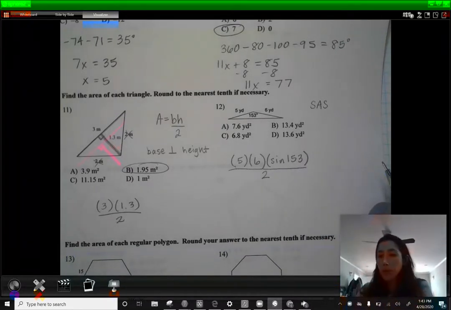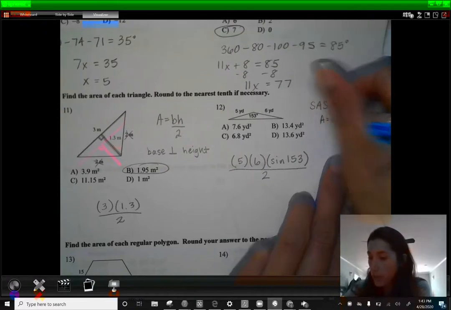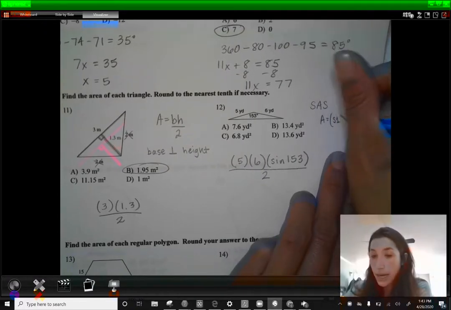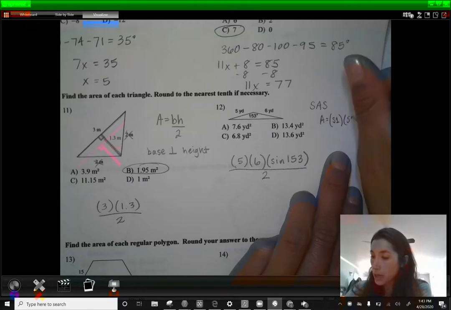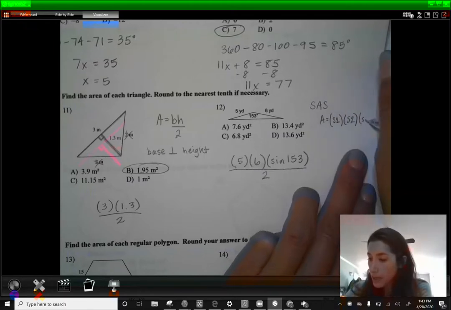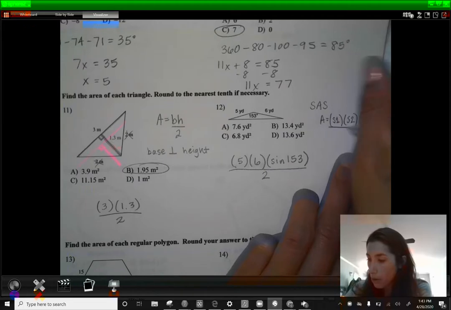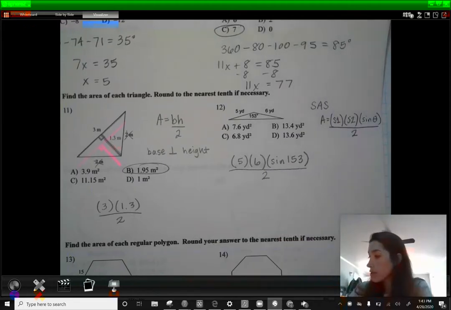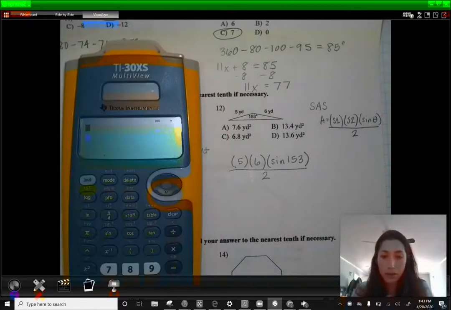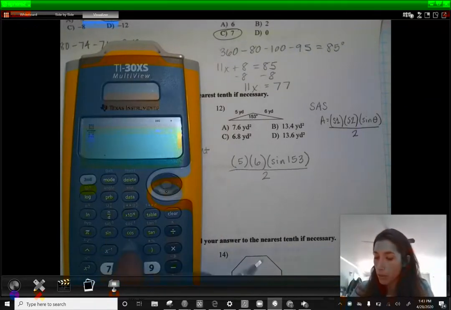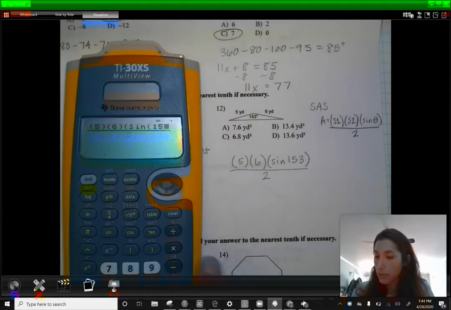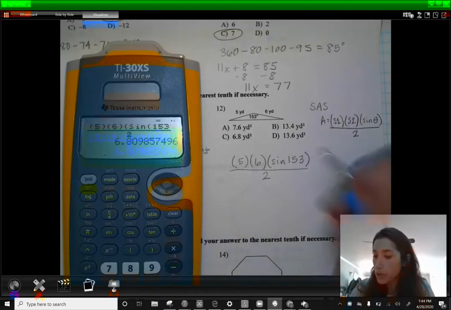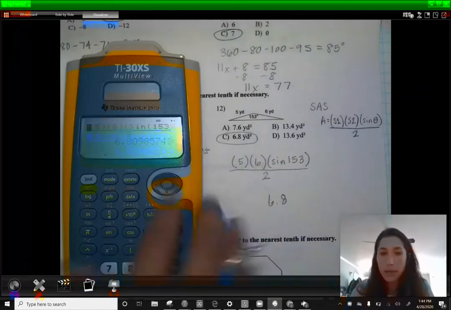So we say the formula, if you want to write down the actual formula: S1, side 1, S2, another side of the triangle, and then the sine of the angle in between them, all divided by 2. So that's the actual formula. Now we're just plugging it into the formula. So from here, depending on what type of calculator you have, I'm just going to create a fraction here where we can do 5 times 6 times sine of 153. We're going to divide that by 2, so it's going to be 6.8 if we're rounding it to the 10th place.